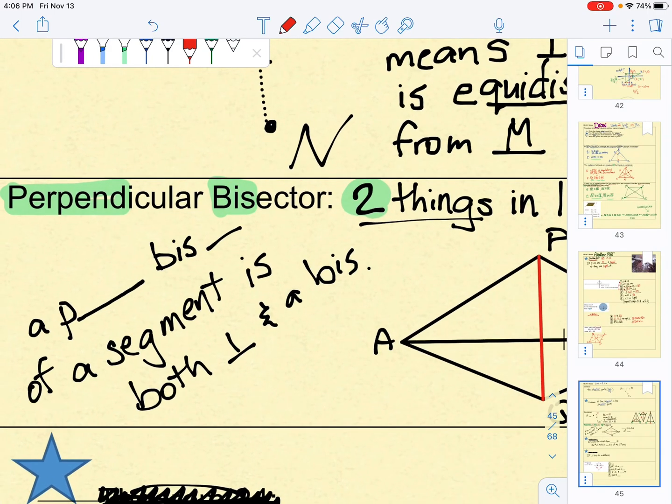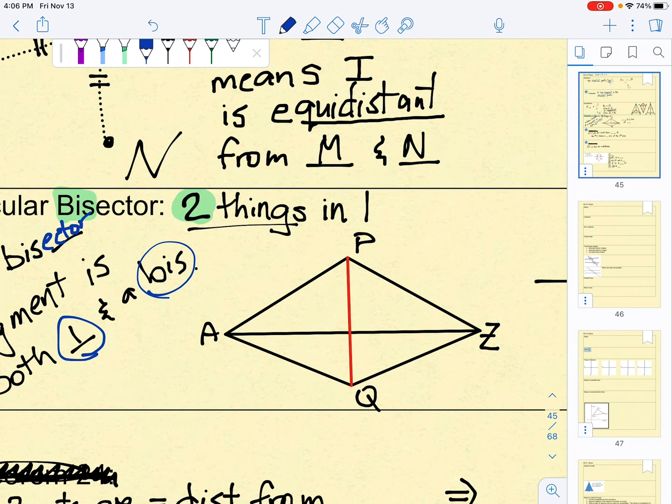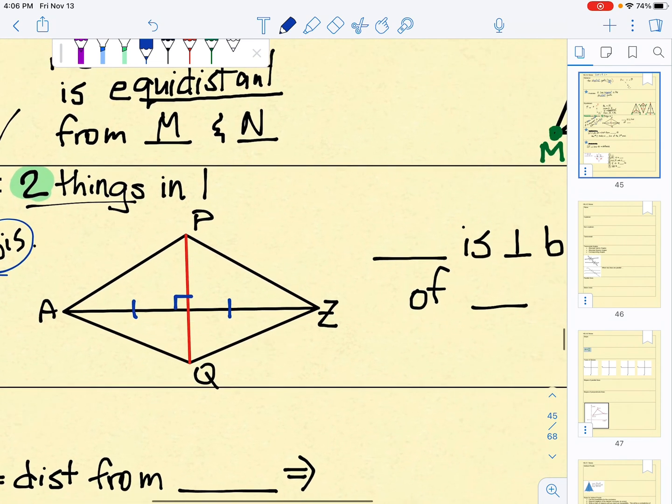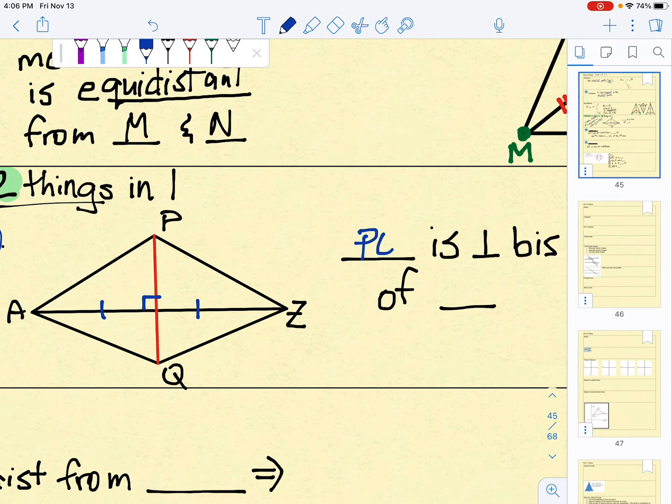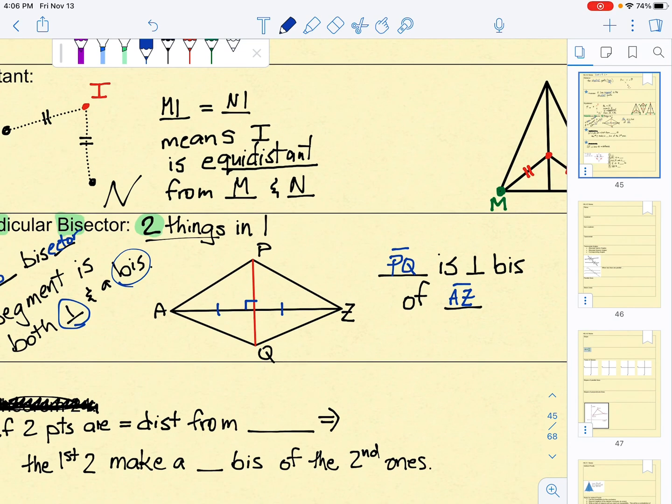Next, we put those concepts together with an angle concept, and we have a perpendicular bisector of a segment, which is both, oddly enough, perpendicular and a bisector. So here's a little diagram. PQ is perpendicular, and it cuts AZ in half. So PQ is the perpendicular bisector of AZ.